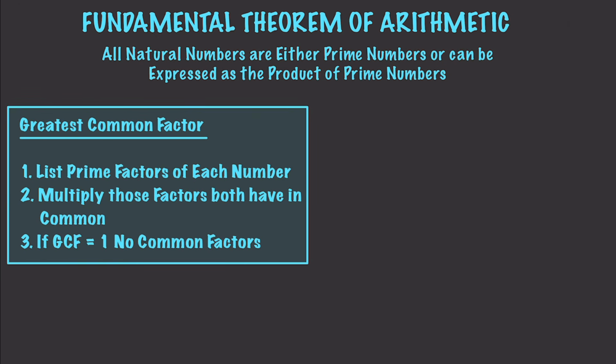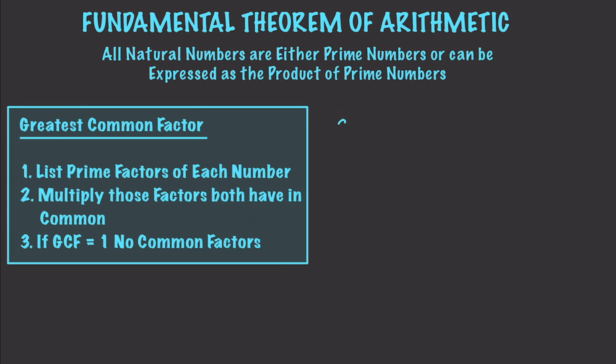And that brings us to the fundamental theorem of arithmetic. And that is that all natural numbers are either prime numbers or can be expressed as a product of prime numbers. And that brings us to an extremely important technique, which is finding the greatest common factor. And that is going to be the greatest factor that divides two numbers. And how do we find it? Well, I'm going to show you here.